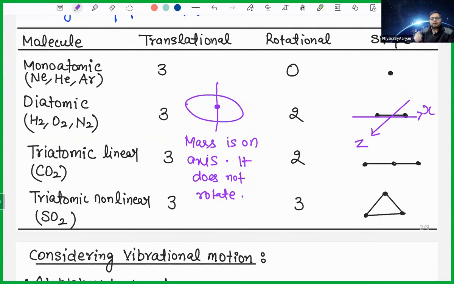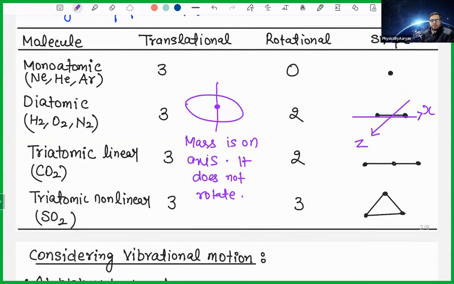So that is why this molecule can rotate around the y-axis and around the z-axis, but not along the x-axis. That is why there are only two rotational degrees of freedom, not three. Perfectly fine, everyone. Did you get the concept? Why two, not three? Any confusion here? It will be good to know in the chat box if you have understood.